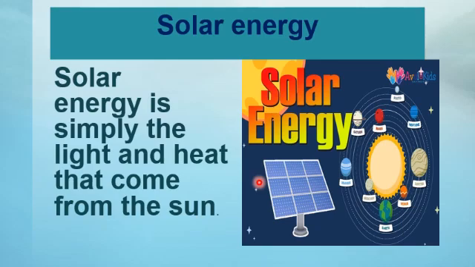It means solar energy makes plants grow. It helps in making food for plants. Without the sun's energy, plants cannot make their own food. So what is solar energy? Energy that comes from the sun is called solar energy. Solar energy is simply the light and heat that come from the sun.